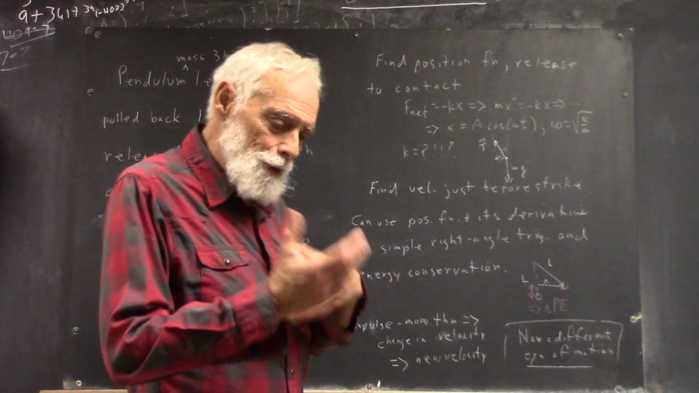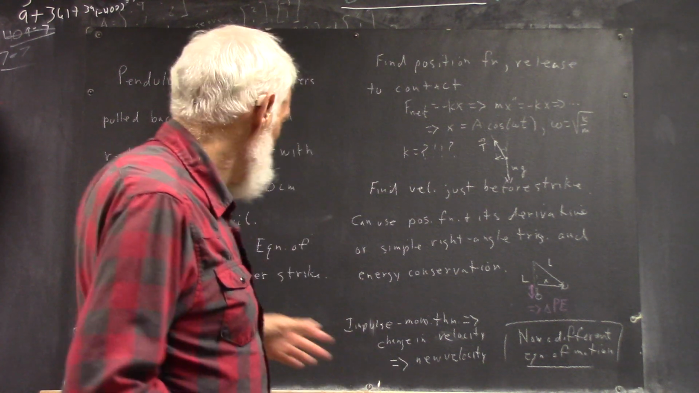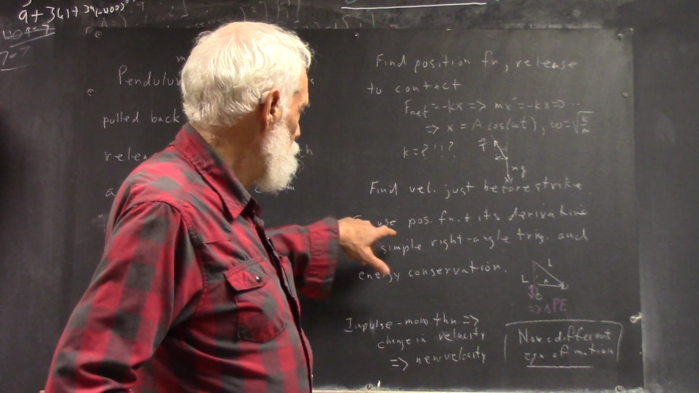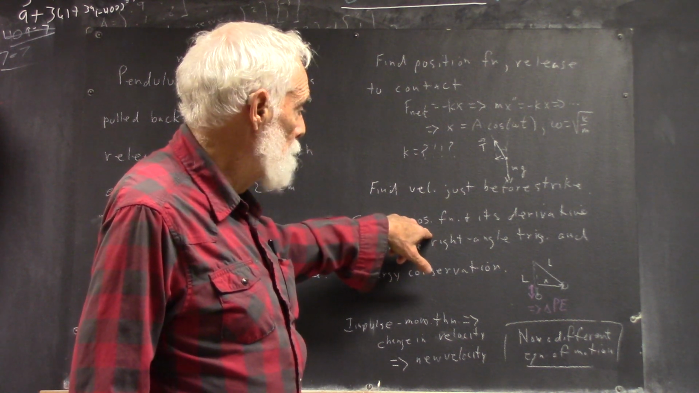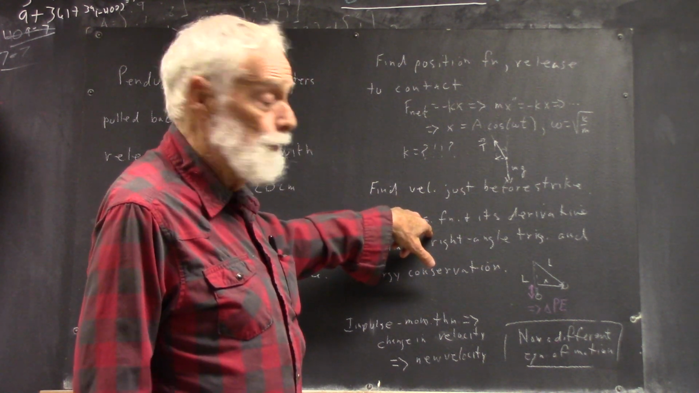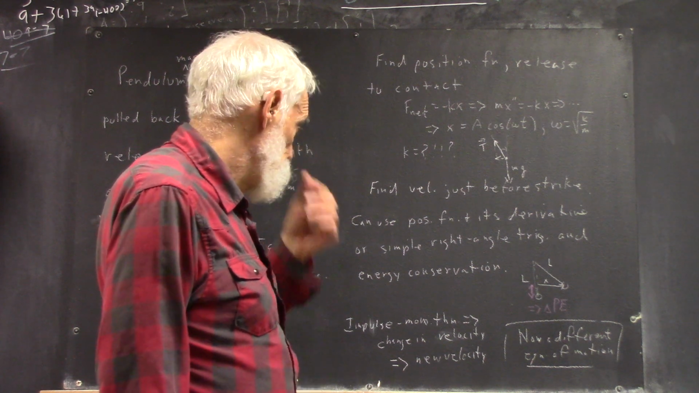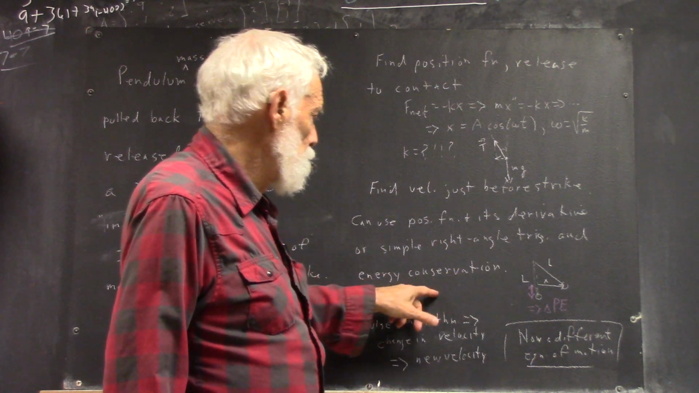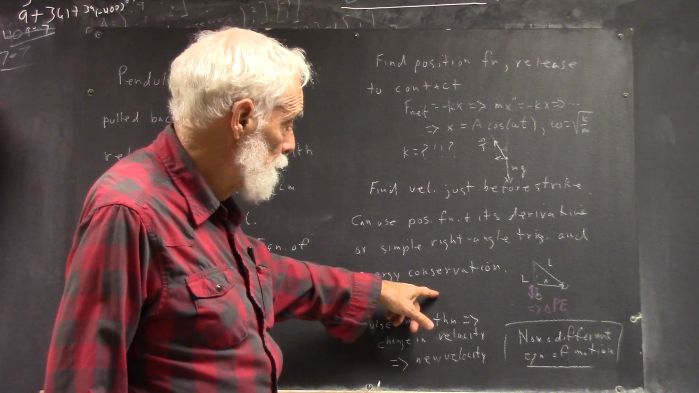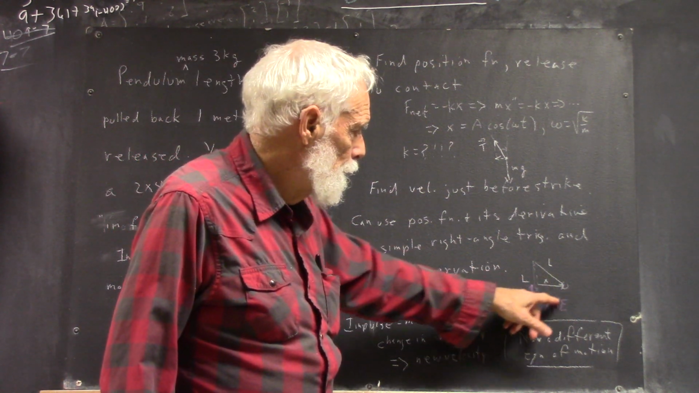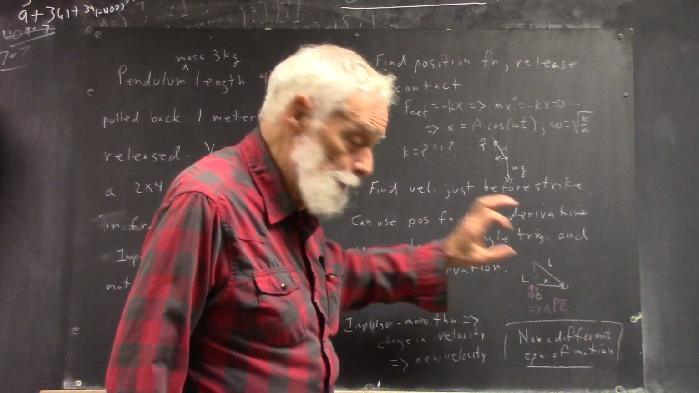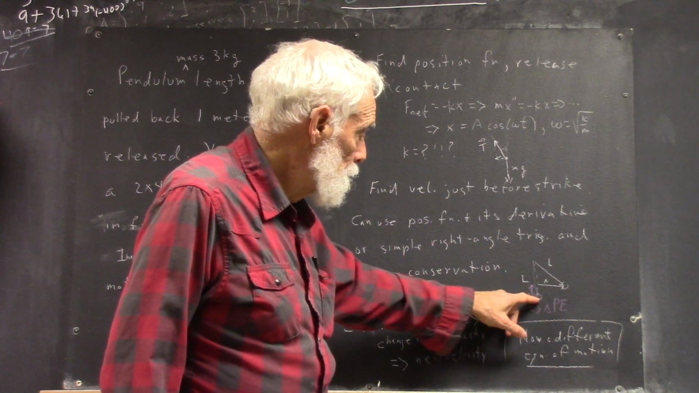Okay? There's much more that can be done, especially with what happens after the thing is struck. But that could be done, okay? And that demonstrates pretty good knowledge right at this point. Okay? And we could also use simple right-angle trigonometry and energy conservation. If the thing is here and released and comes down to here, its length is the same here and here. It drops from this point to this point.